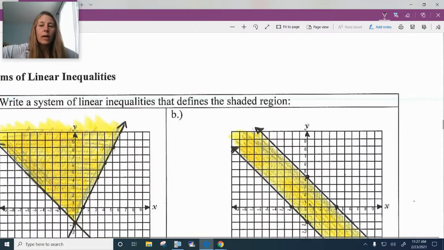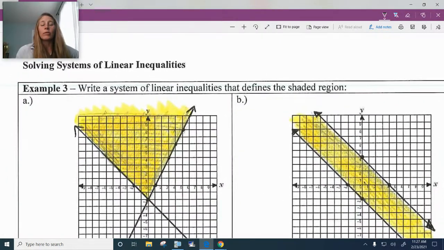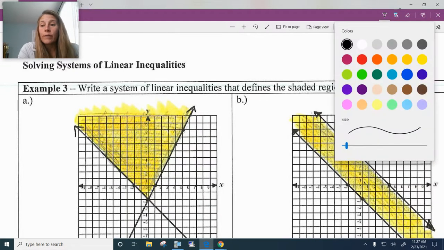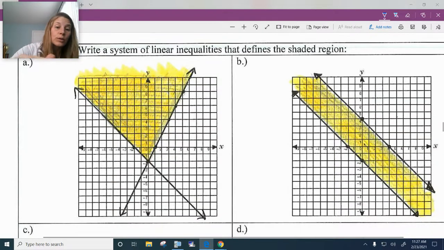All right, and then the last thing we're going to go over is how to write the system of linear inequalities based on the region that's shaded. So the first thing you need to do is figure out your slope and your y-intercept for each of the lines. So I'm going to do this one first here in the blue.